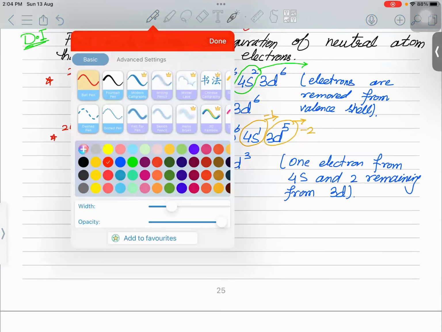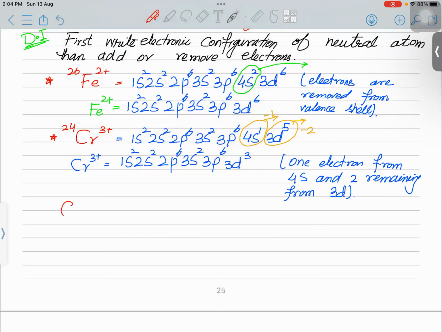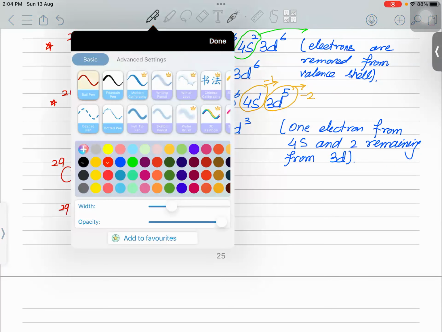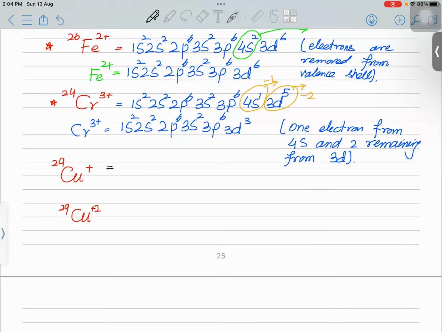Now next, copper 29 plus, and then copper 2 plus 29. Yes, Isa, try this one. Okay, sir. 1s2, 2s2, 2p6, 3s2, 3p6, 4s1, and 3d10. Very good.